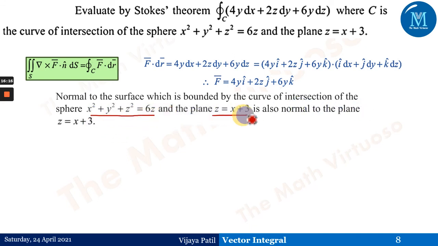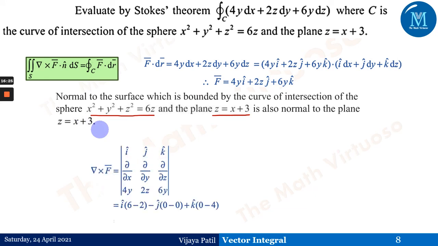and the plane z equals x plus 3 is also a normal to the surface. Therefore, we can find del cross F bar, which comes out to be 4i minus 4k bar. F bar is taken from here. Then we have just found the curl of this, that is del cross F bar.